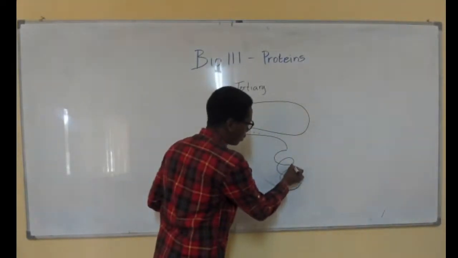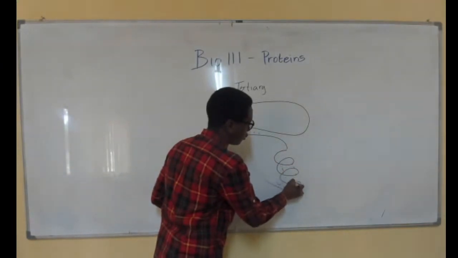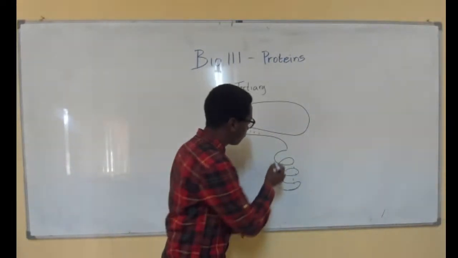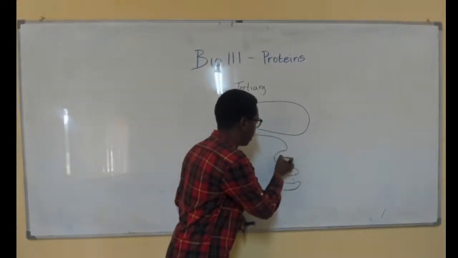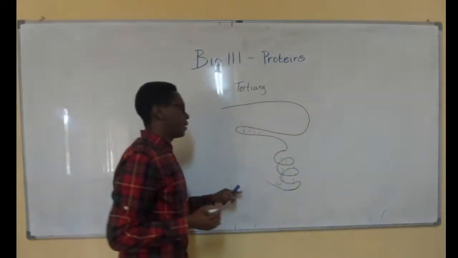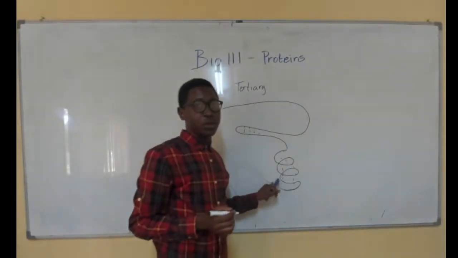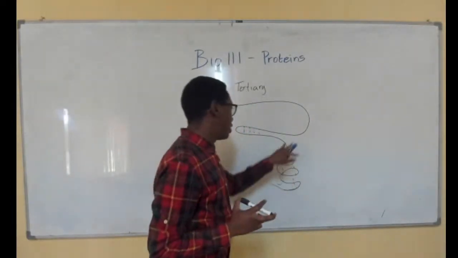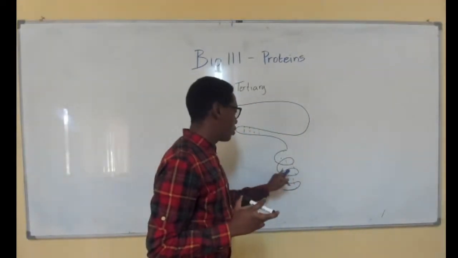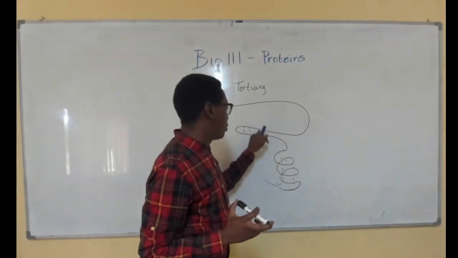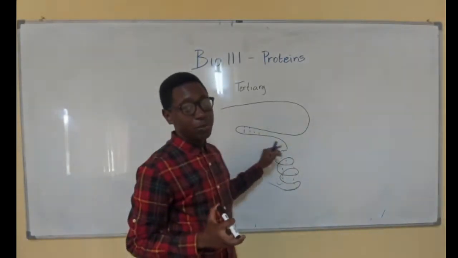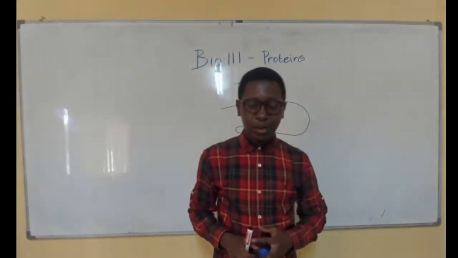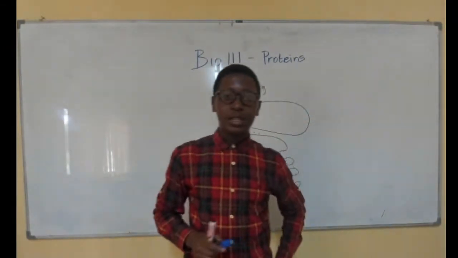Then one portion can have a conformation of an alpha helix. Then aside from the interactions that we know, in a tertiary structure, apart from the interaction between the backbone atoms, we also see interactions between the side chains.